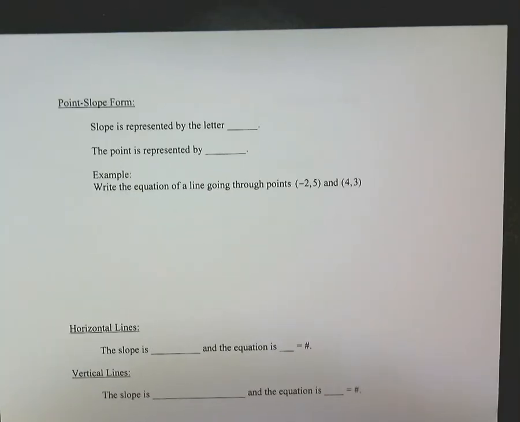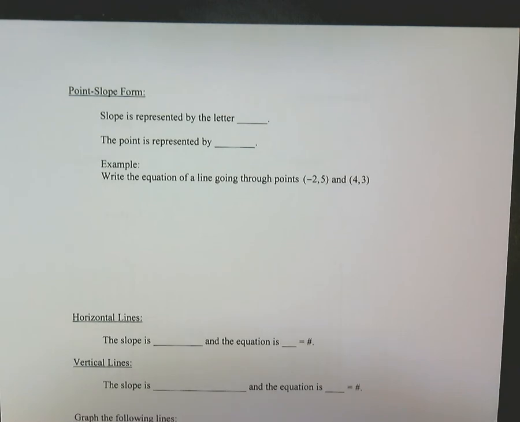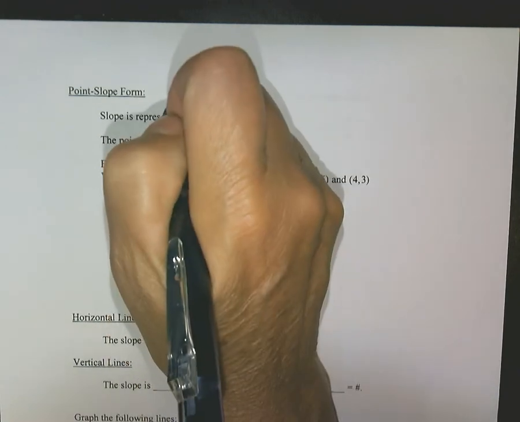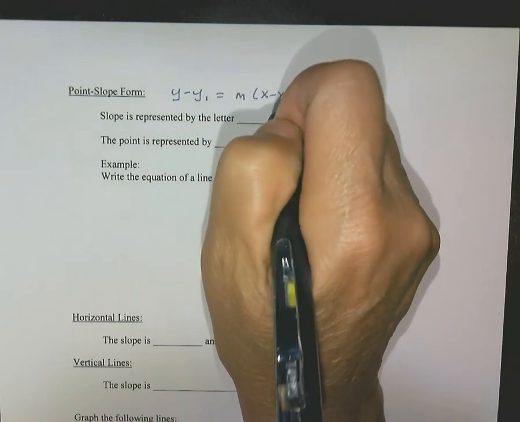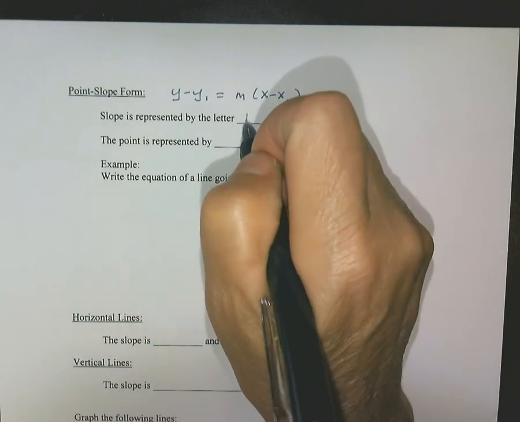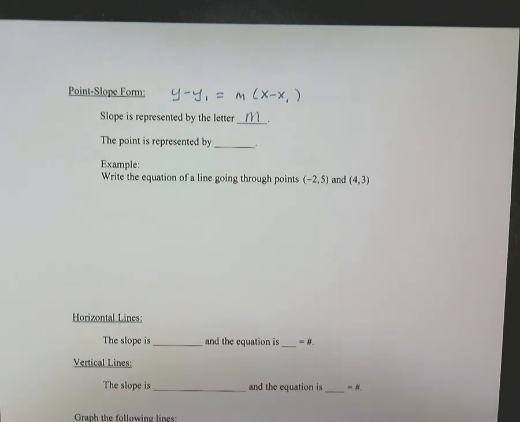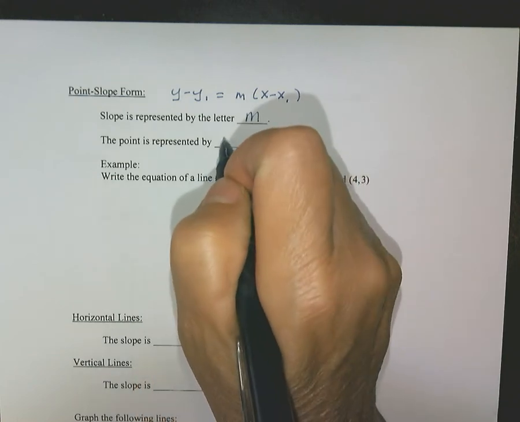The one I use most often is this point slope form. For me, it's the least amount of work. So point slope form is y minus y1 equals m times x minus x1. Slope is still the letter m. That will never change. But this time, instead of using the y-intercept, I'm going to use this point x1, y1.